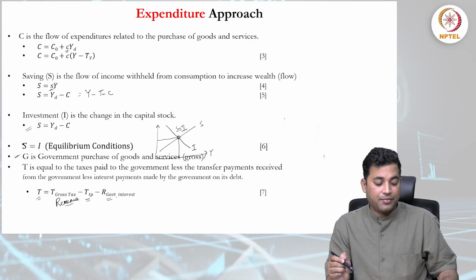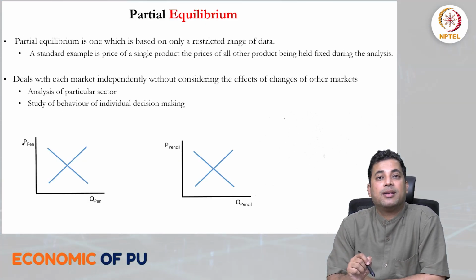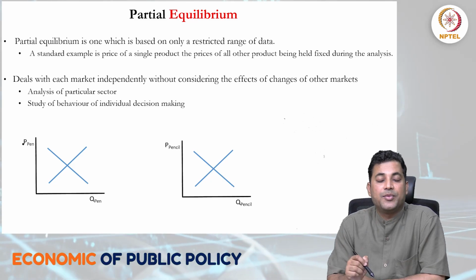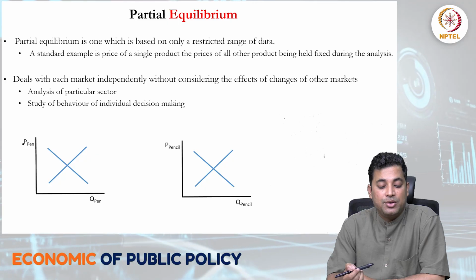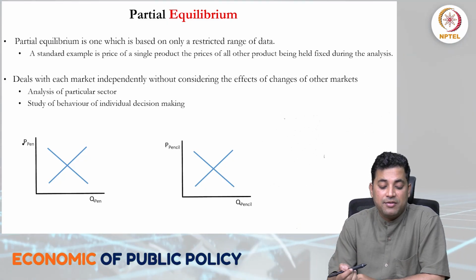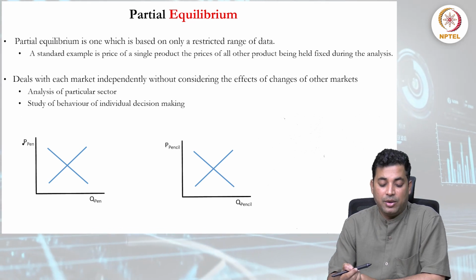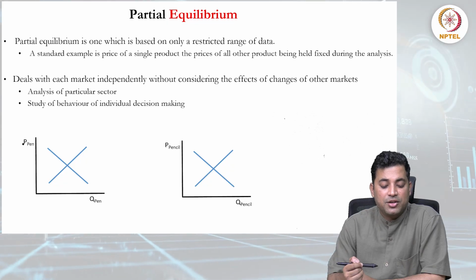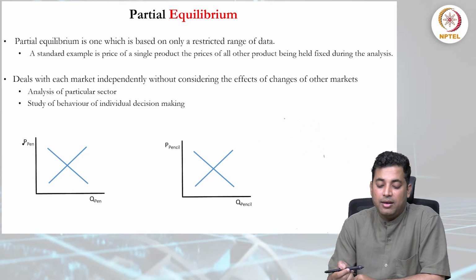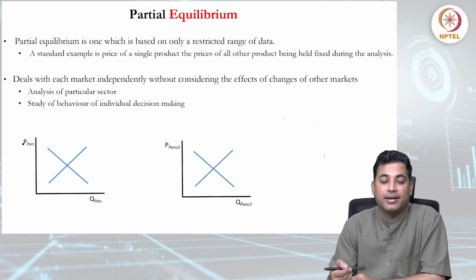So now let's move to two important concepts in economics. We always try to find the optimization conditions, so equilibrium points that we try to look at, and here there are two ways that one can understand economic efficiency and also the equilibrium conditions. So here the partial equilibrium, let's begin with that first. Partial equilibrium is the one which is based on only a restricted range of data and particularly on one market at a time.